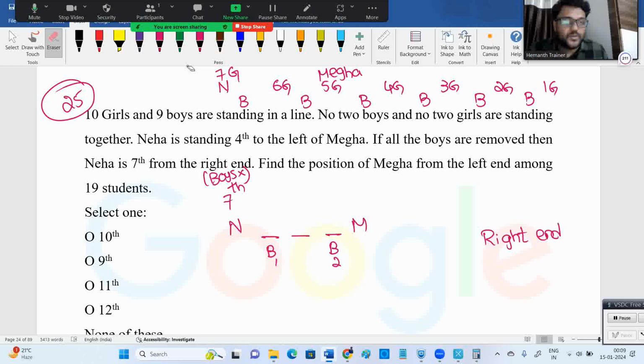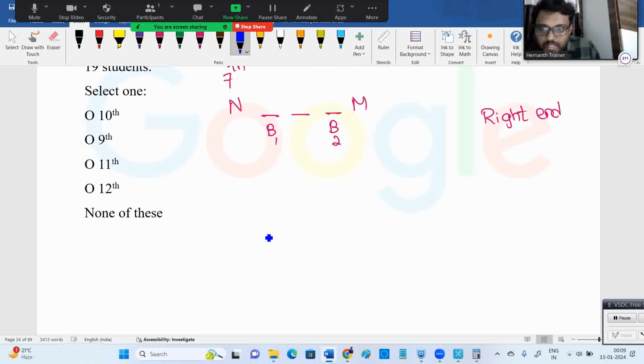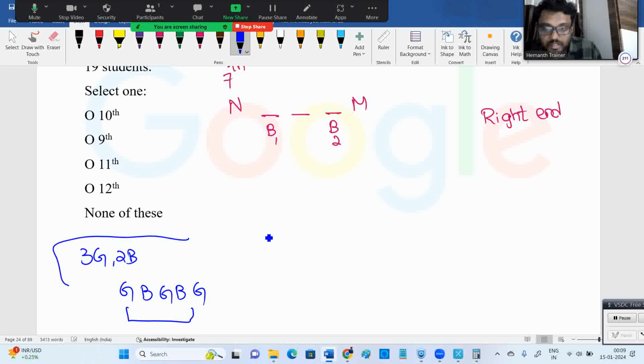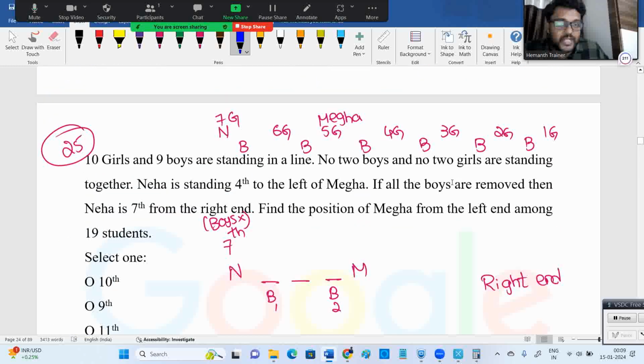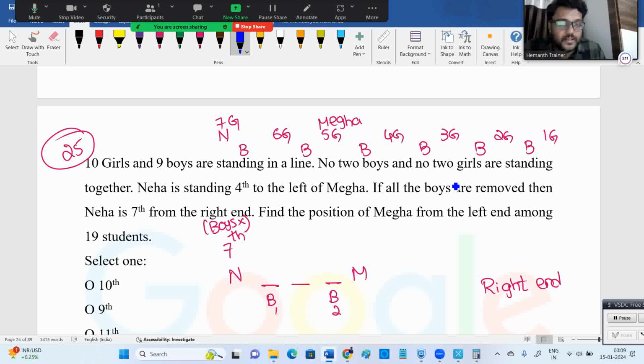Girl, boy. Suppose you have five. It's simple logic, like I have three girls and two boys. Definitely, first girl, boy, and ending with girl. When girls are one more than boys, I have to start with girl and end with girl. Then only alternate arrangement, boys and girls not together, will happen. So definitely the last one is a girl only. Here in between, how many boys? One, two, three, four, five, six boys are there.